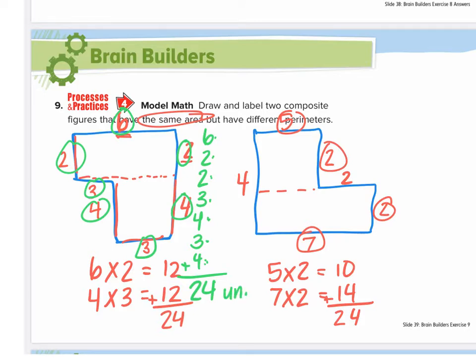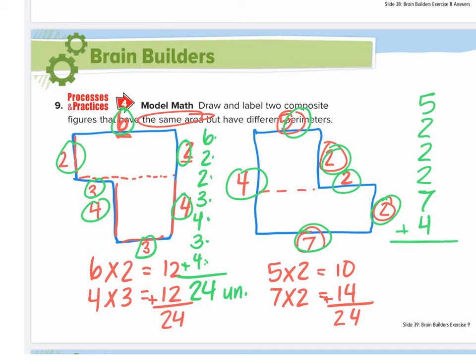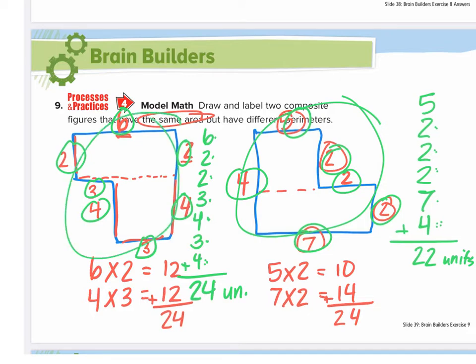Now we need to add these up. 5, 2, 2, 2, 7, and 4. All right. 5 plus 2, 5, 6, 7, 8, 9, 10, 11. 11 plus 7 is 18, 19, 20, 21, 22. So they are close, but this figure has 2 less units in perimeter than this figure.